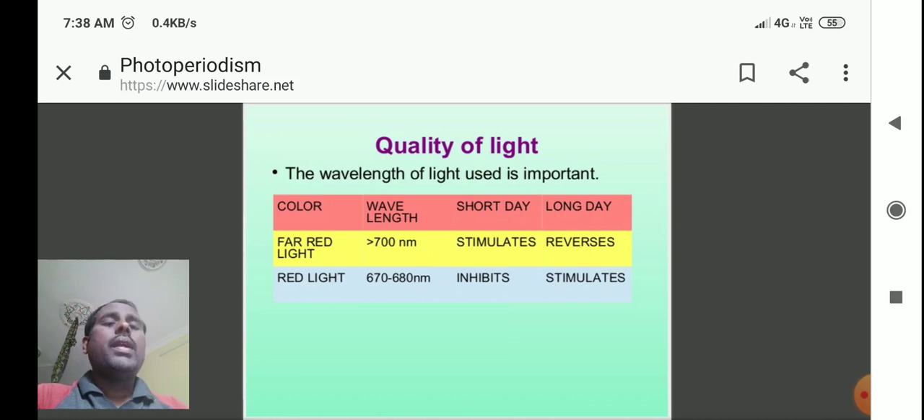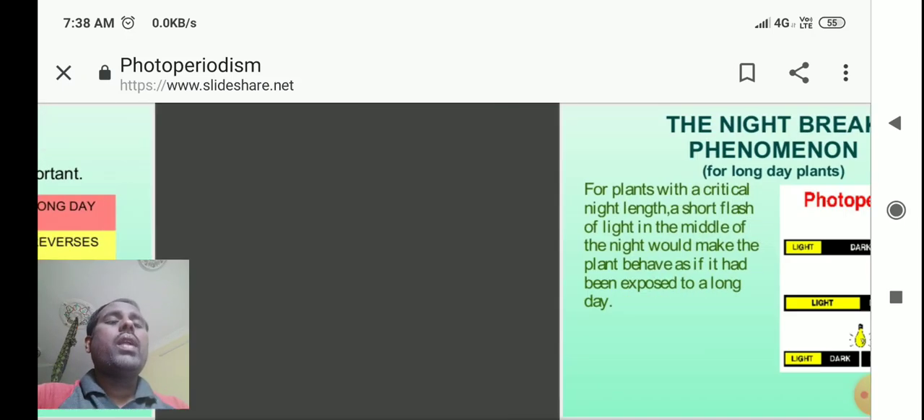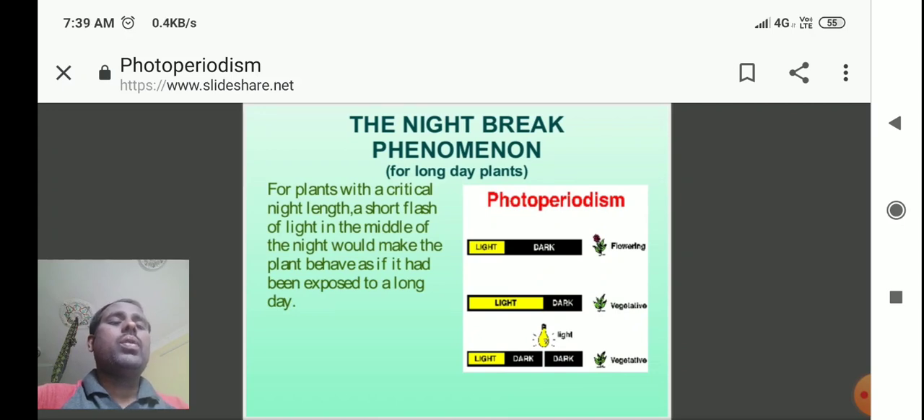The quality of light also influences photoperiodism. The wavelength of light is important. For example, far-red light with a wavelength greater than 700 nanometers stimulates short day plants, but inhibits long day plants. Red light, with a wavelength of 670 to 680 nanometers, inhibits short day plants and stimulates long day plants. So the quality of light also influences photoperiodism.